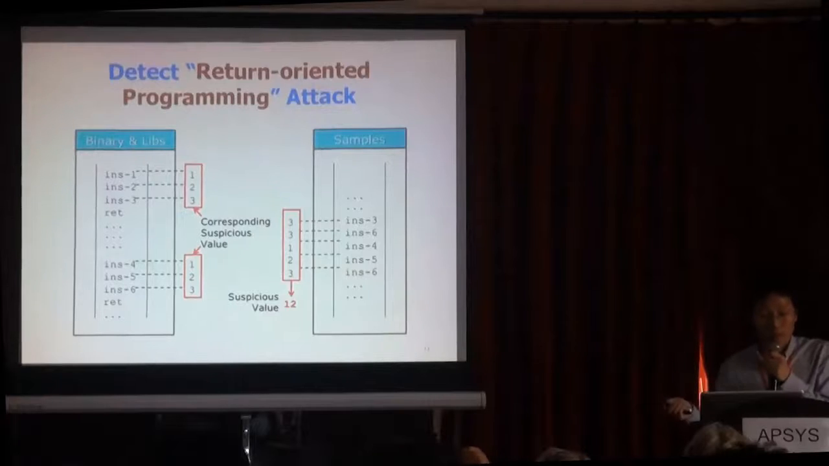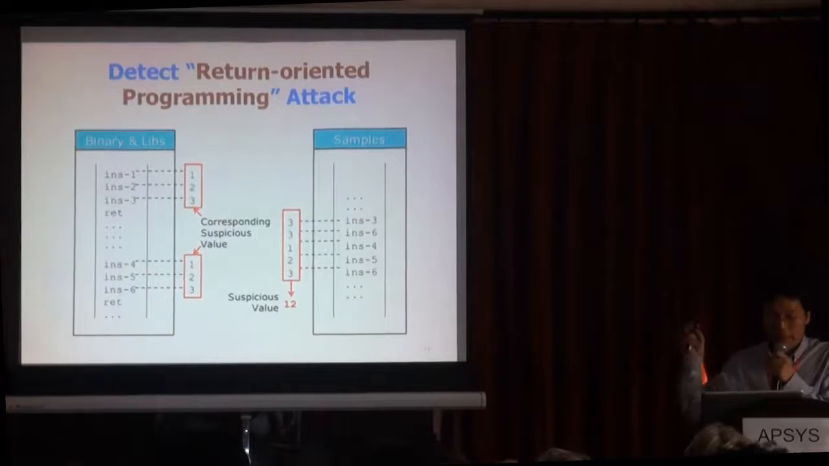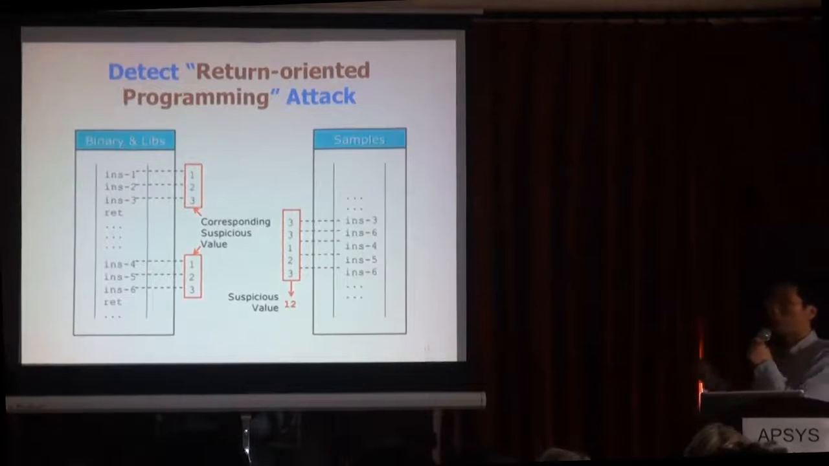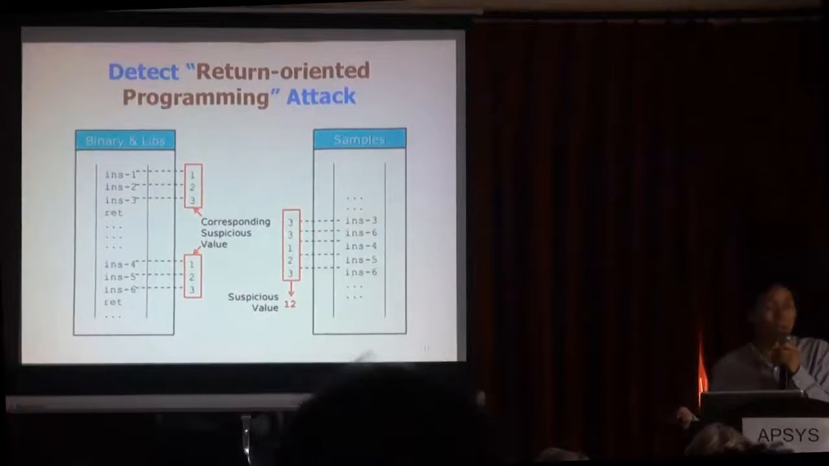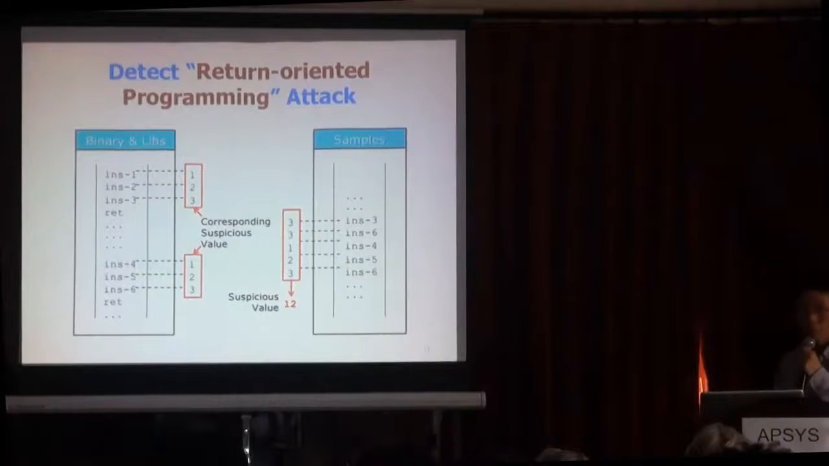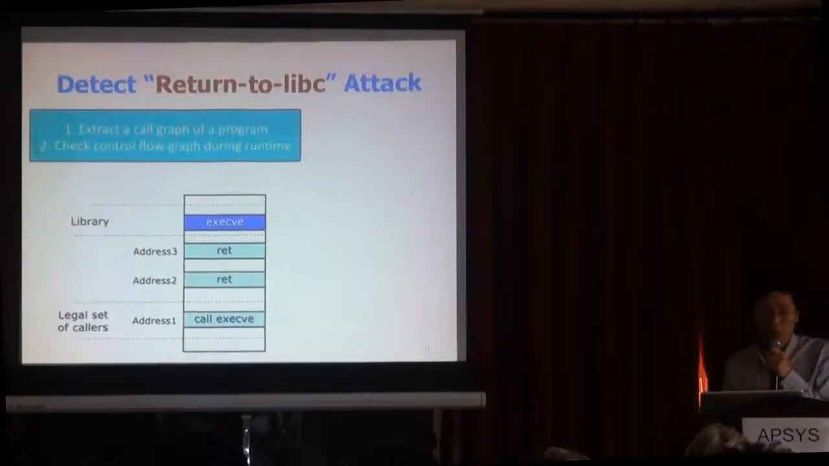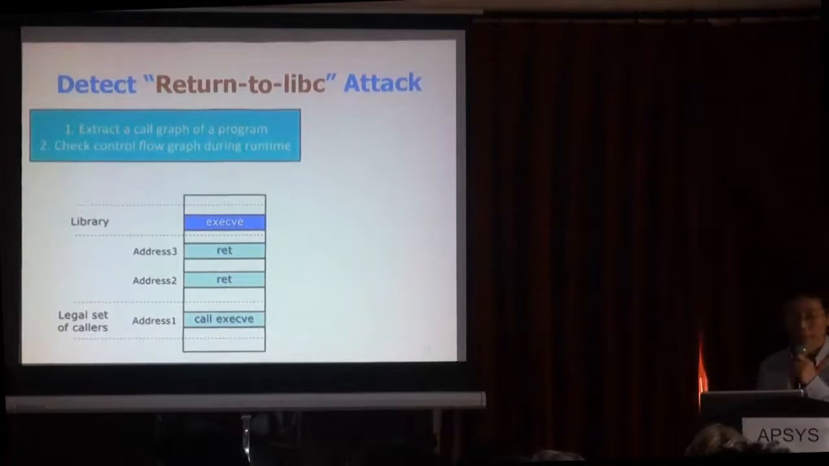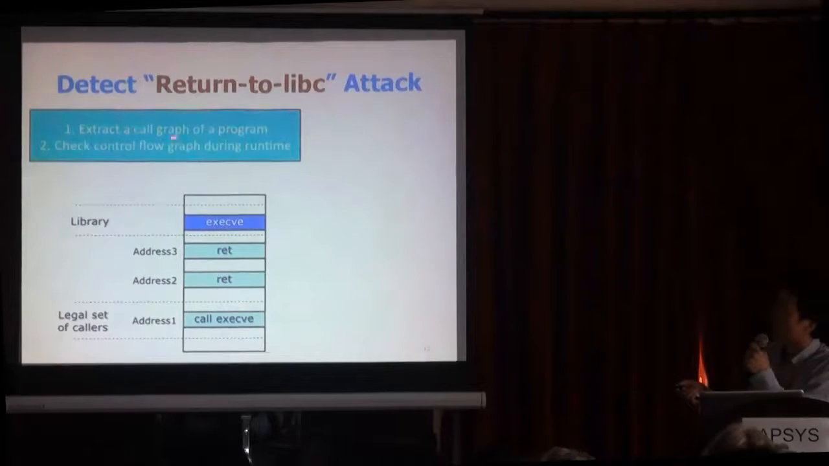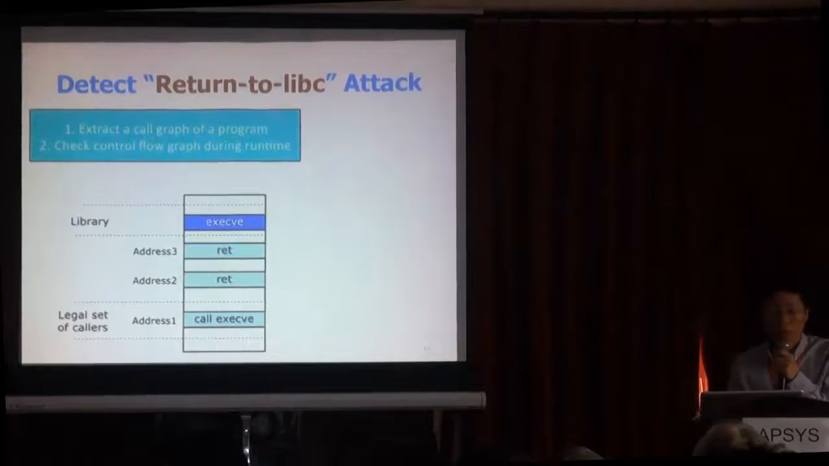If the accumulated suspicious values exceed a predefined number, we know that it could be a return-oriented attack. We could also use branch tracing support to detect return-to-libc attacks. We first do some static analysis, trying to extract the control flow graph of the program, and then we check the control flow graph during runtime.